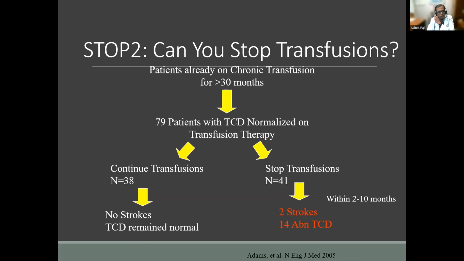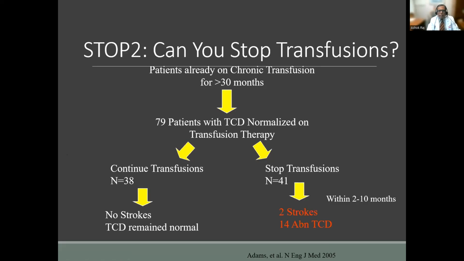Now, there was another study that NIH did. It was called the STOP2 study. They asked, for those patients who have been on transfusion for, say, 30 months, for example, can we actually stop the transfusions and see what happens to the patients? Because many centers did not have the technology of erythrocytapheresis available to them, so they were getting worried about patients developing iron overload.